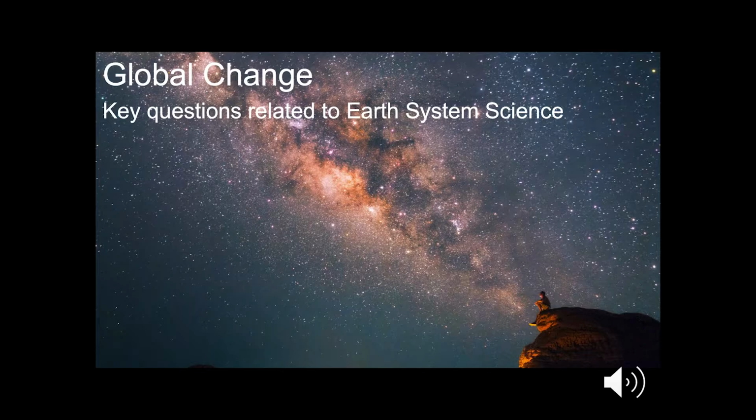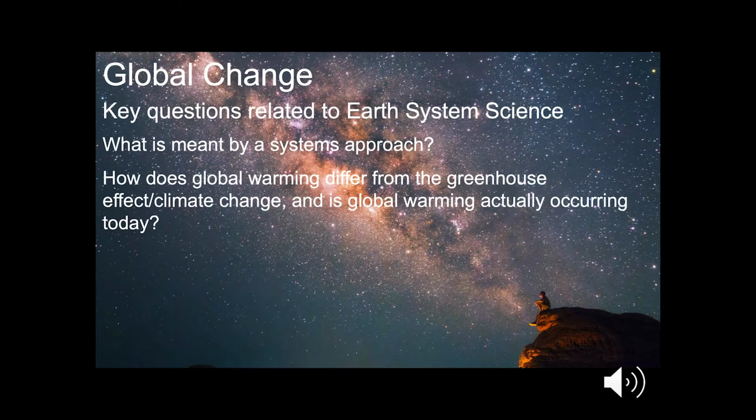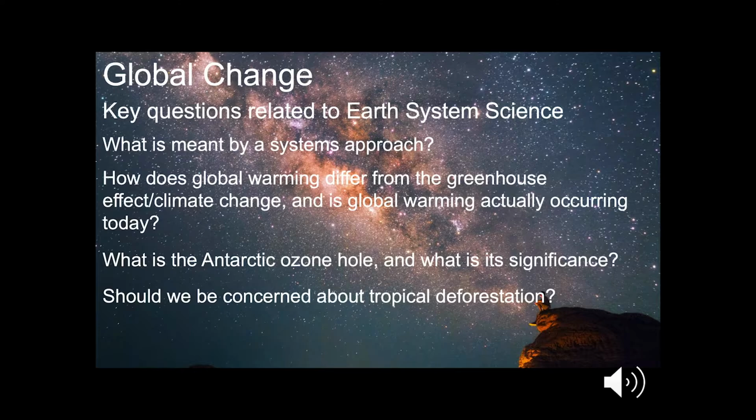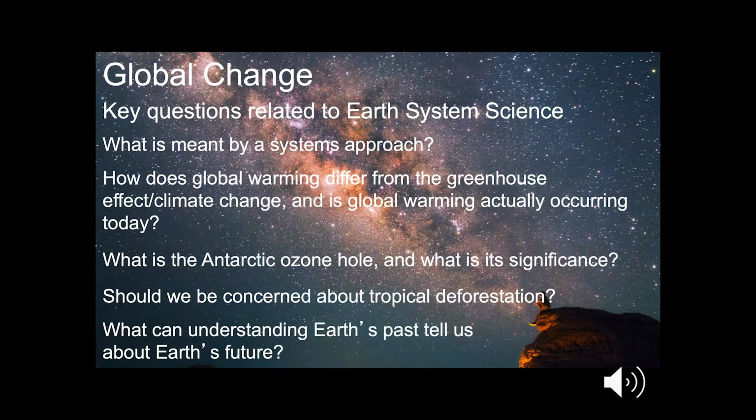Key questions related to Earth system science. What is meant by a systems approach? How does global warming differ from the greenhouse effect or climate change? And is global warming actually occurring today? What is the Antarctic ozone hole and what is its significance? Should we be concerned about tropical deforestation? What can understanding Earth's past tell us about Earth's future?